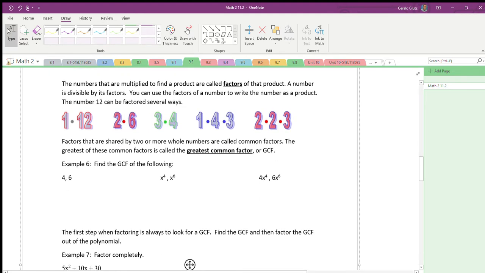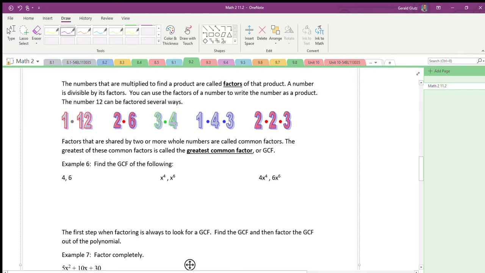All right, so on the next page, we're going to be talking about factoring. So when we're factoring, we're looking for something that goes into both numbers or both variables. So there's some examples up here. So the numbers that are multiplied give you a factor, and the factor is something that goes into those numbers, like I said.